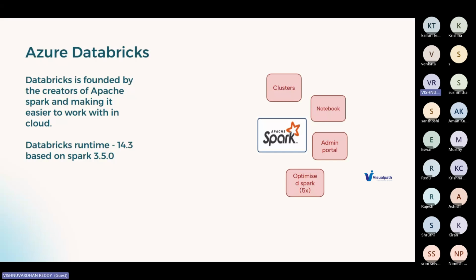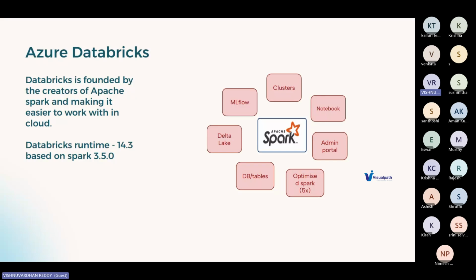As I told, the Databricks engine is optimized for Spark, and it is 5 times faster than vanilla Spark. On top of that, it provides databases, in the sense that it provides catalogs and tables, Hive Metastore. These components are provided on top of Spark, but are not present in vanilla Spark. It also supports a data lake, and it supports MLflow as well.